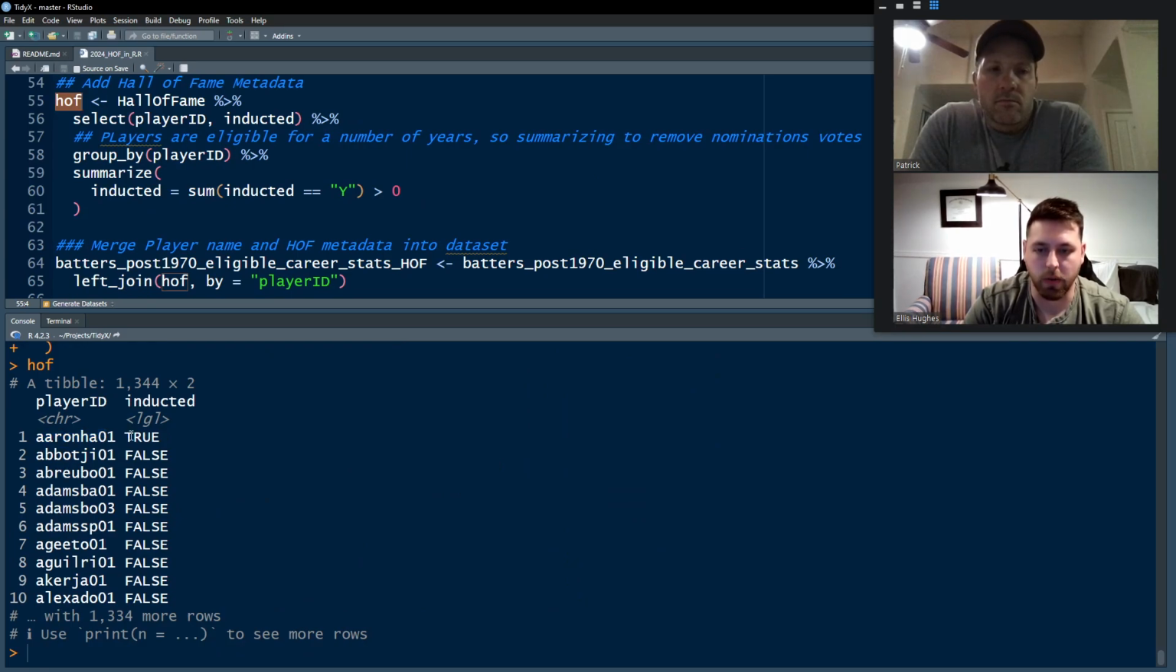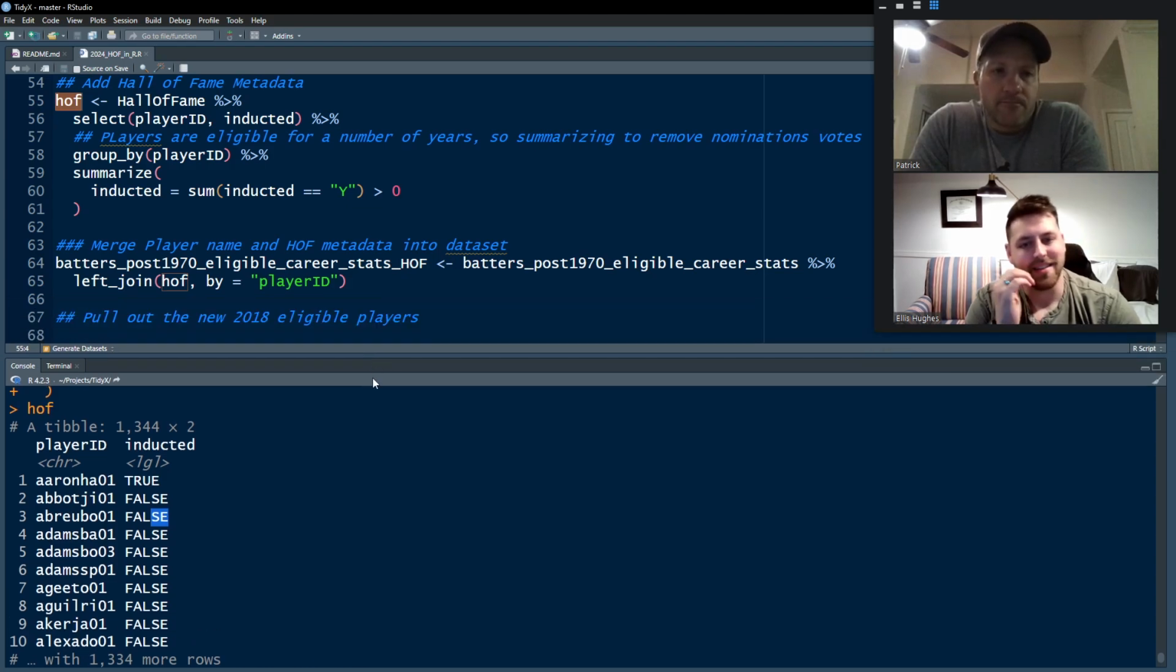So this player was inducted. This player was not inducted. This player was not inducted. There's a lot more players that are never inducted than players that are, because it's the Hall of Fame. You don't get to be in the Hall of Fame. Everybody doesn't get to be in the Hall of Fame, unfortunately.